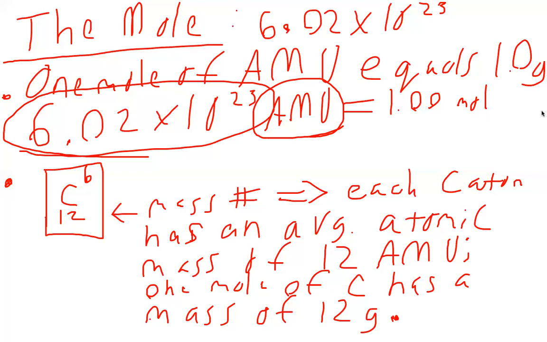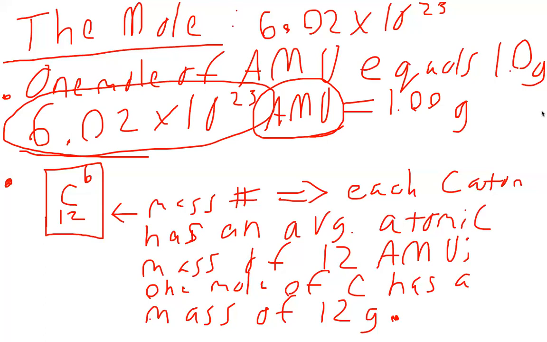AMU equals, I'm sorry, I wrote 1 mole over here. That's confusing, guys, I'm so sorry. 6.02 times 10 to the 23rd AMU equals 1.00 grams, okay? It does equal 1 mole, but it's 1.00 grams, okay? So that's something that I left out.